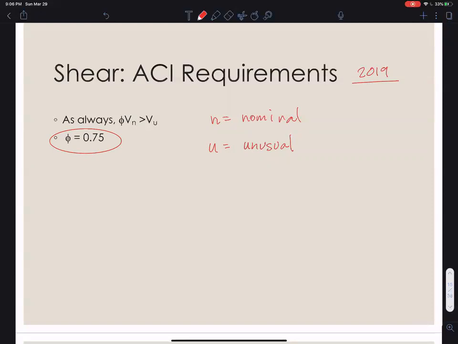Maybe another day we can talk about the historical evolution of this phi factor for shear. It used to be 0.85. And it's a very interesting discussion for another time.